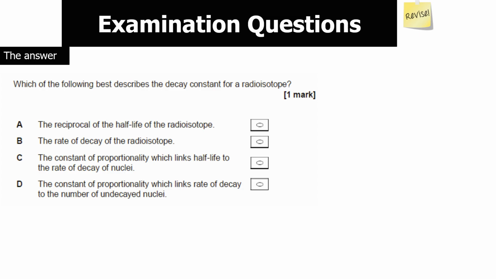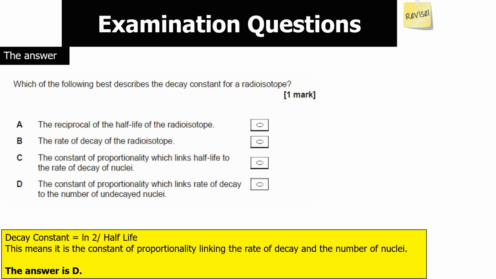Right, our answer here is D, because you know that the decay constant is log 2 over the half-life. That's an equation given to you on the equation sheet. So this therefore means that the constant of proportionality linking the rate of decay and the number of nuclei, K, must be the decay constant. So therefore our answer has to be D.